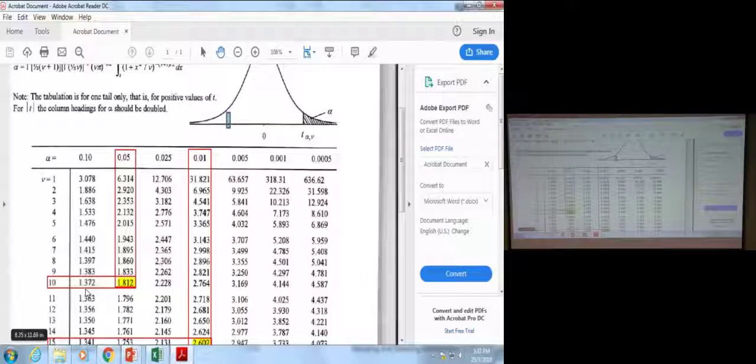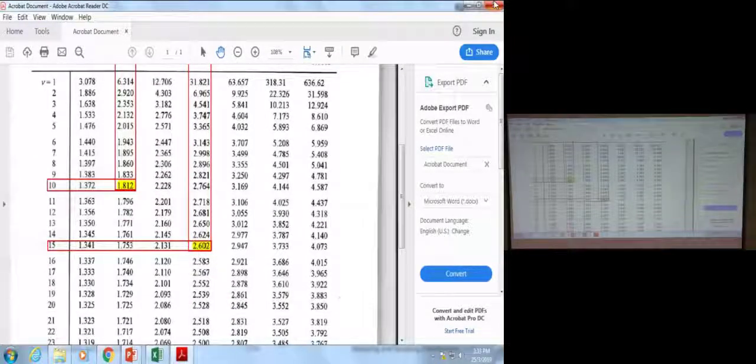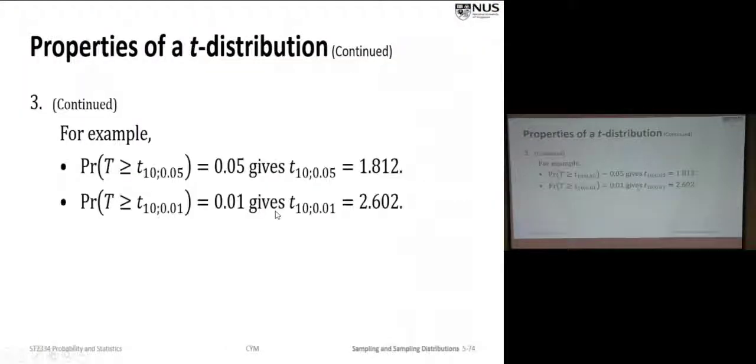There is no 0.075 listed in the table. So I would just take the average of these two numbers, this number and this number. So I got 0.75. So this is how you use it.